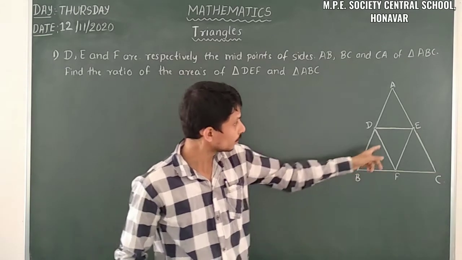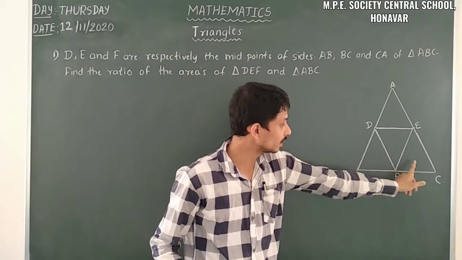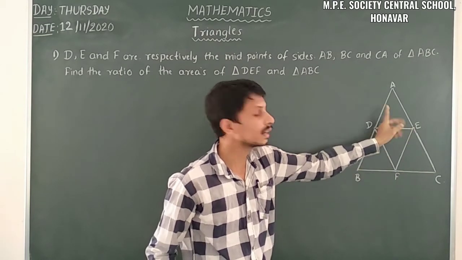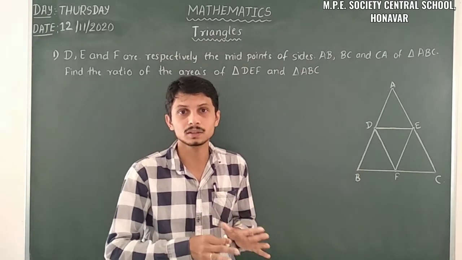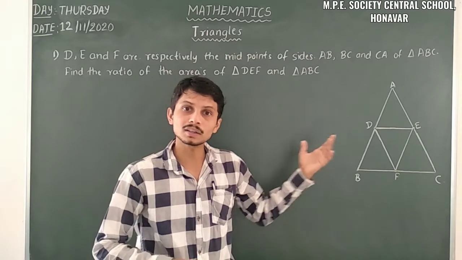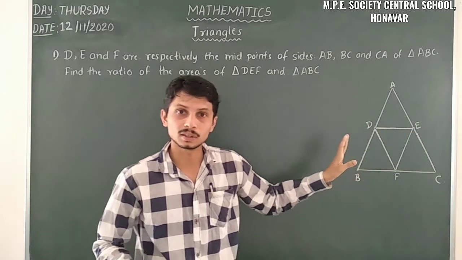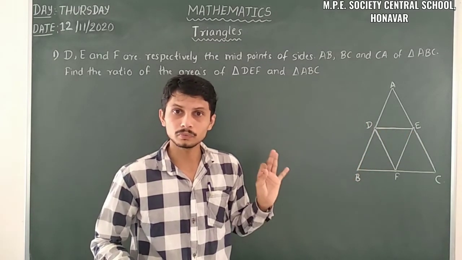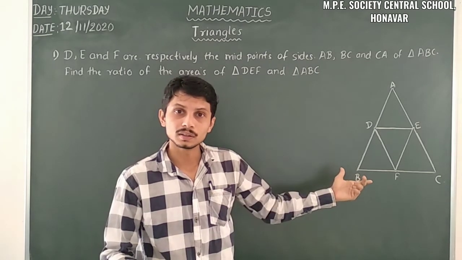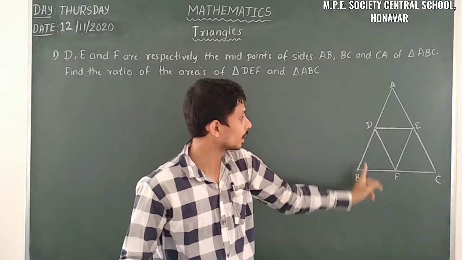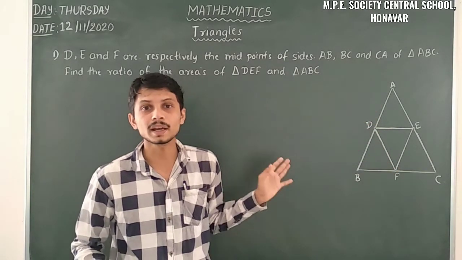The areas of DEF, DFB, EFC and ADE are all equal. All those triangles have areas equal to DEF only. That is what we have to find out. After that we substitute in the formula: area of triangle ABC is equal to the sum of the areas of all those triangles.